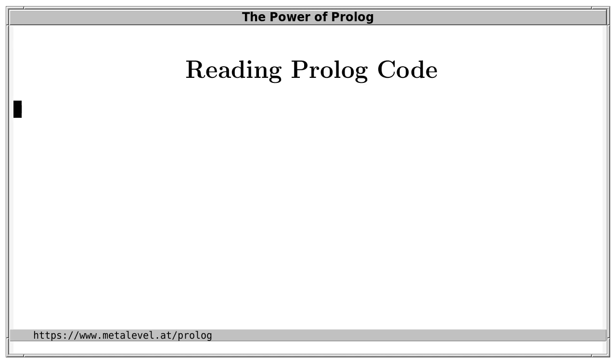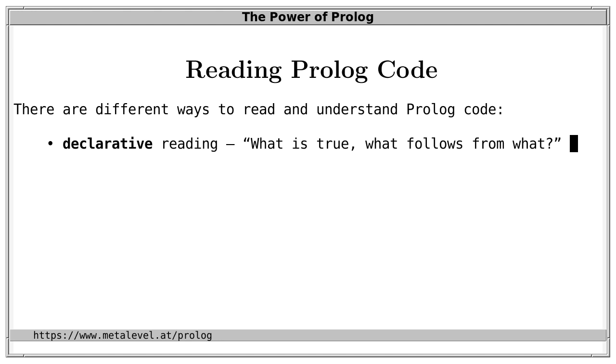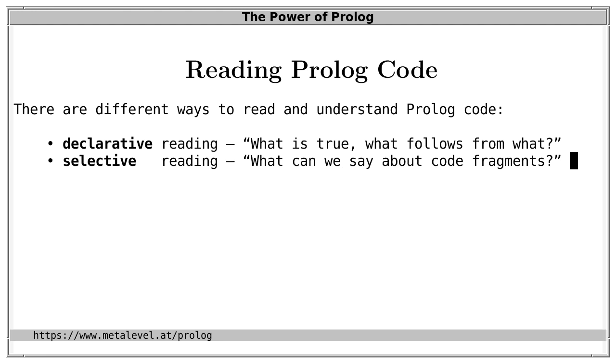One interesting aspect of Prolog is that there are different ways to read and understand Prolog code. For example, we can read Prolog code declaratively. This is when we ask what is true and what follows from what, and read the code with these questions in mind. As another approach, we can read Prolog code selectively. This is when we ask, what can we say about fragments of the code? That is, when we consider only a subset of the code.